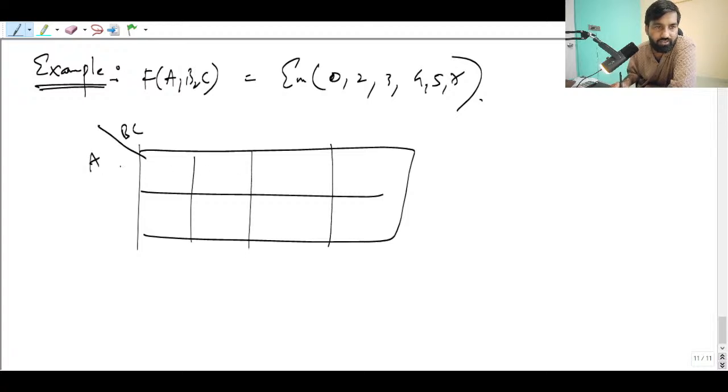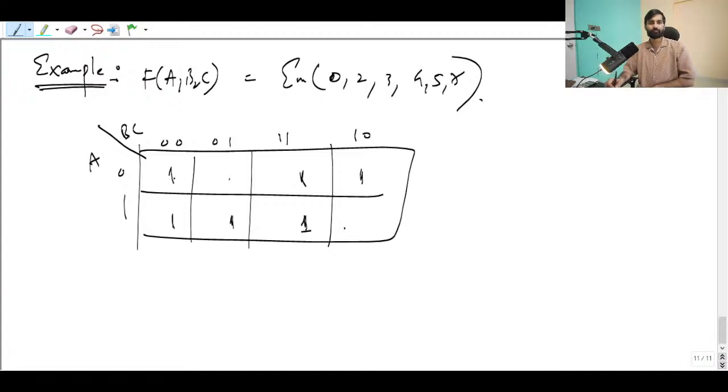A, B, C, D, 0, 1, 0, 0, 0, 1, 1, 1, 1, 0. Now it is 1, 0, 1, 2, 3, 4, 5, 6, 7. ठीक है, ये आ गया. Now we have to combine them.